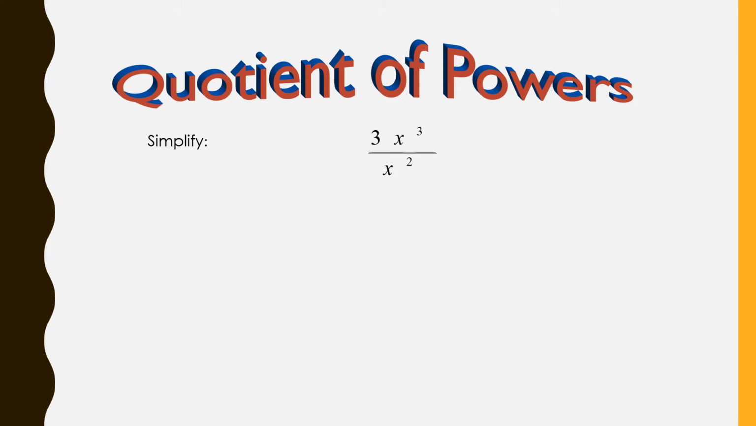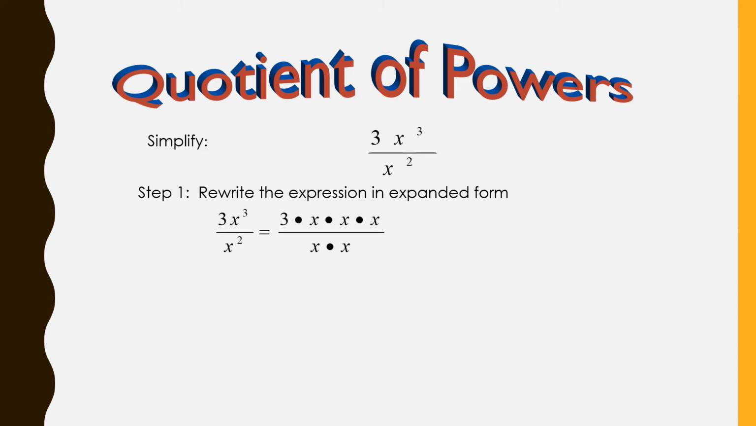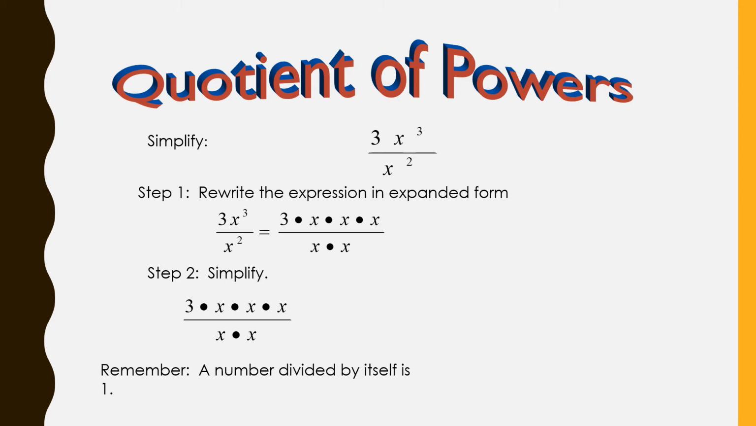Quotient of powers. Simplify. So we have x. Okay, so how are we going to simplify this? Step 1, we write the expression in expanded form. So we have 3x cubed over x squared. The 3x cubed is 3 times x times x times x, and then x squared is x times x. So what are you going to do with that? Simplify. So we have 3xx, right? So cancel out.